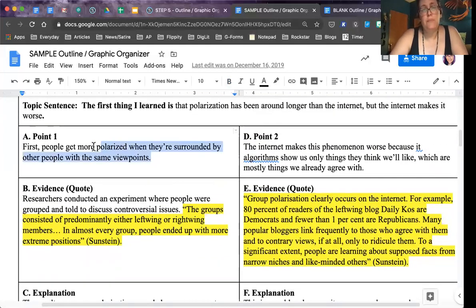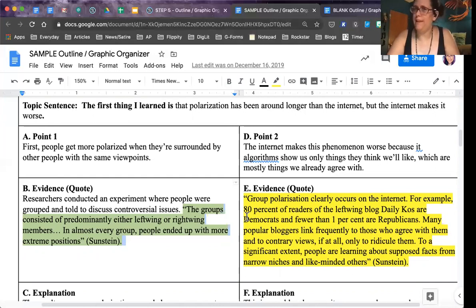So first I say people get more polarized when they're surrounded by other people with the same viewpoints. And then I explain the study that was concluded. When I put my quote in here, I highlighted it. And please do so for you guys as well. That's really important because it helps you kind of see the amount of your paper that is from sources versus the amount that is you.